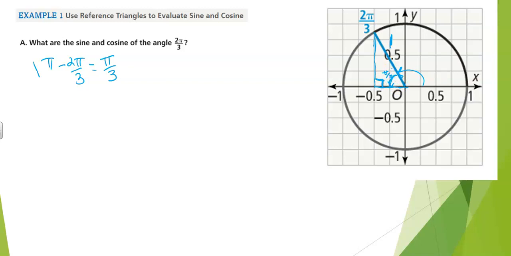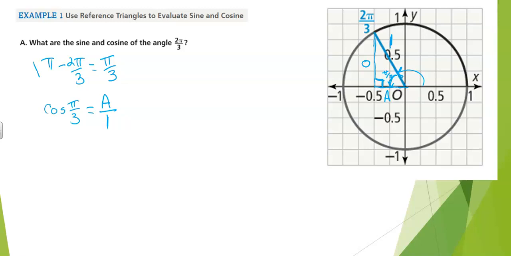Now, if I was just doing regular old sine and cosine, I would call this the opposite side and this the adjacent side, right? So the cosine of pi over 3 would be the adjacent over the hypotenuse. Well, I don't know the adjacent, so I'll just call it A, and the hypotenuse is 1. Well, that's kind of interesting. The cosine of pi over 3 is A divided by 1. So the cosine is whatever the length is of that side of the triangle.